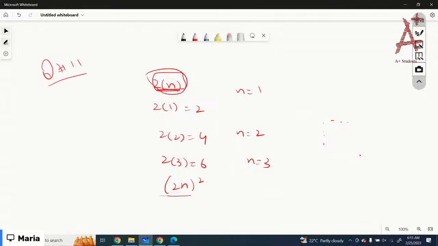So we have to calculate the number of dots in the 20th diagram. So just replace n with 20. So it is 2 times 20 and we have to calculate the square. 20 times 2 is 40. You have 40 squared, that equals 1600. That means in the 20th diagram you have 1600 dots. Got it?